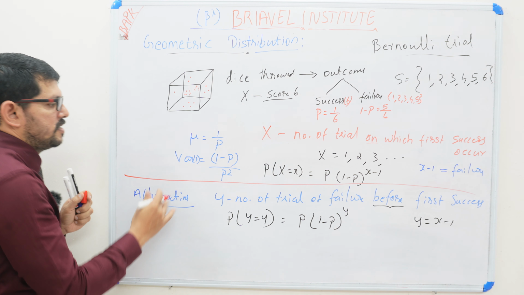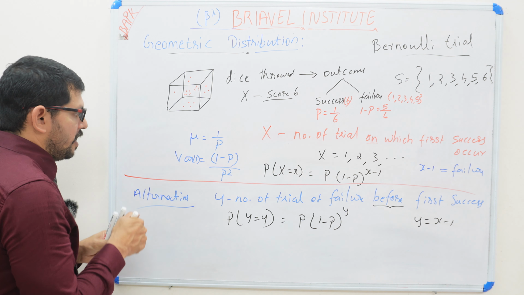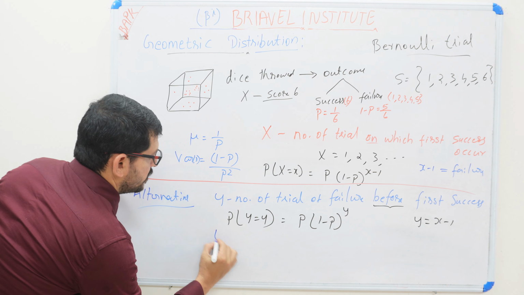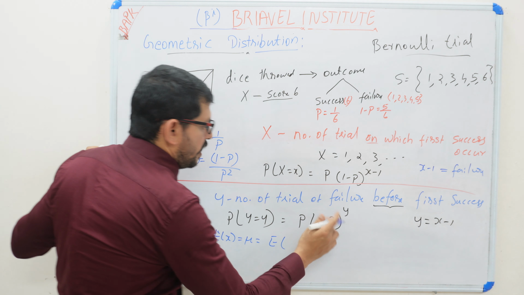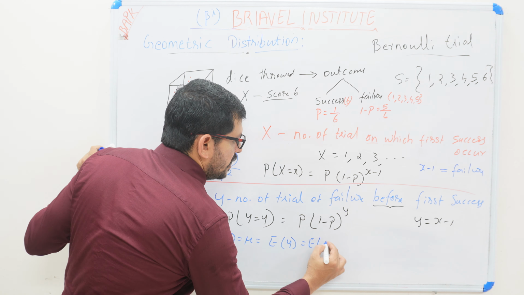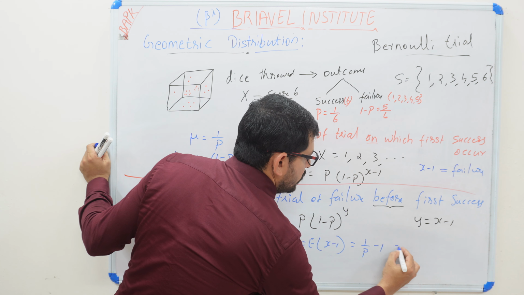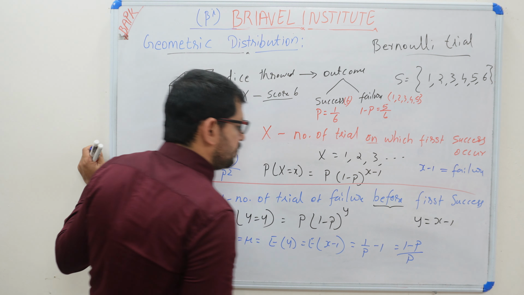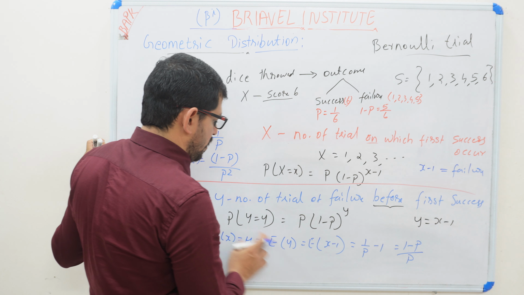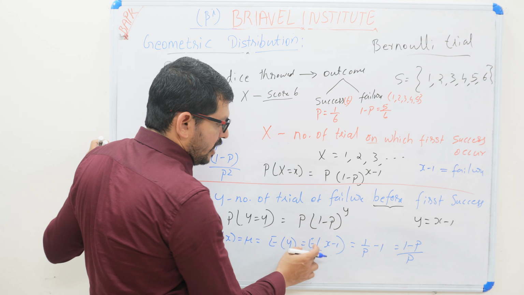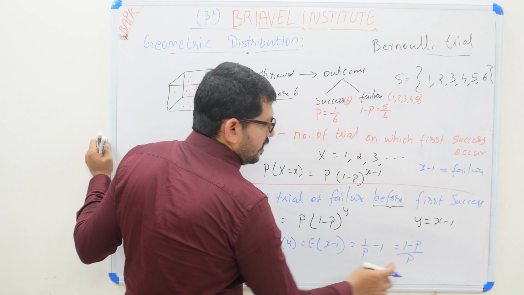The second expression is just a different expression, that's all. In the second expression, what will be my mu? Expectation of S, mu is equal to expectation of Y. Expectation of Y means expectation of S minus 1. So we can write 1 divided by P minus 1, which is equal to 1 minus P divided by P. That is my moment. Moment is equal to expectation of Y. Here it is Y, so we take the expectation of Y. It is expectation of S minus 1, 1 by P minus 1 is equal to 1 minus P divided by P.